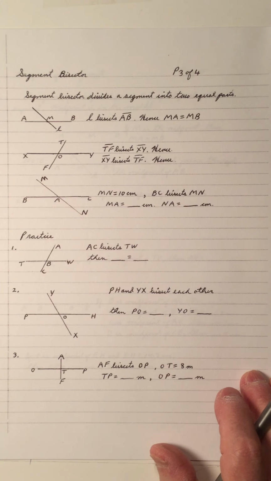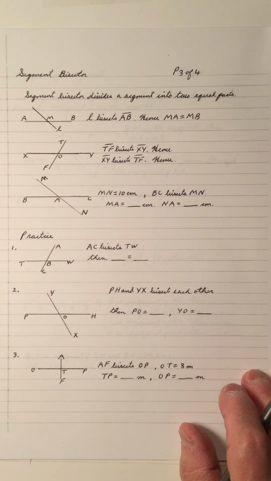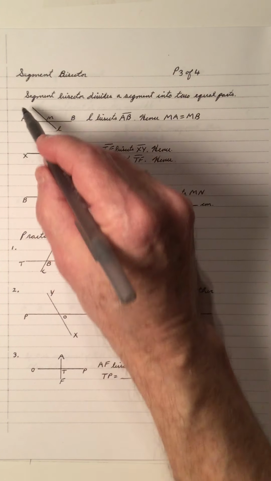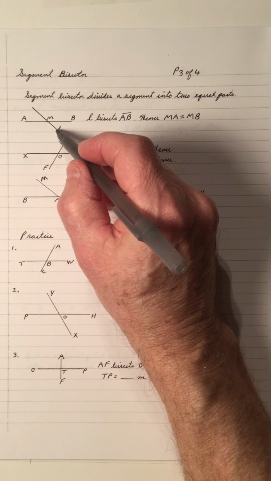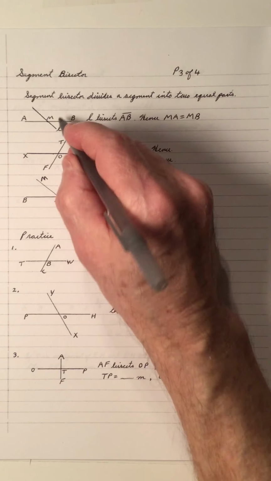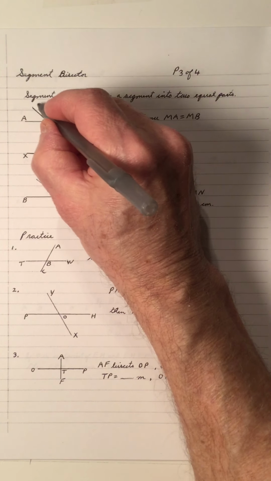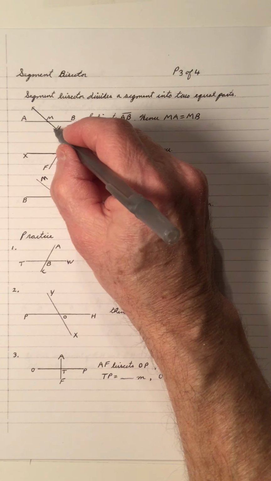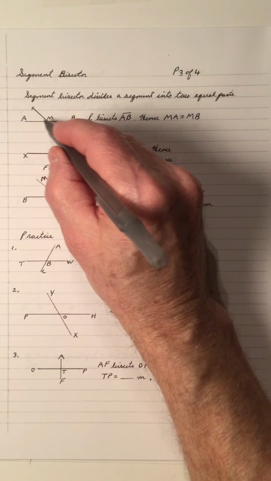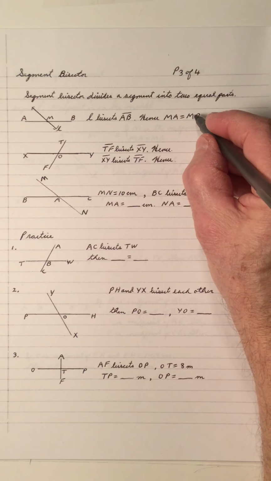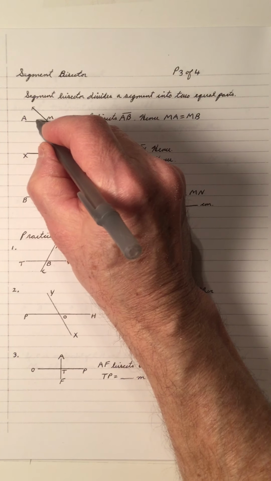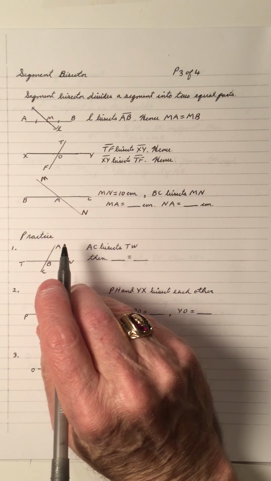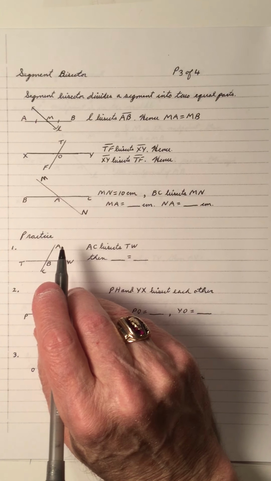So a segment bisector can be a line, can be a ray. A segment bisector, if this line or segment bisects, if I want to make it a line, I can put arrows on the end if I want. So since I call it L as a line, let's put arrows on the end. So this line bisects this segment. Hence, that means that MA, this part, equals this part. Bisect means cut in half, so you're bisecting a segment.